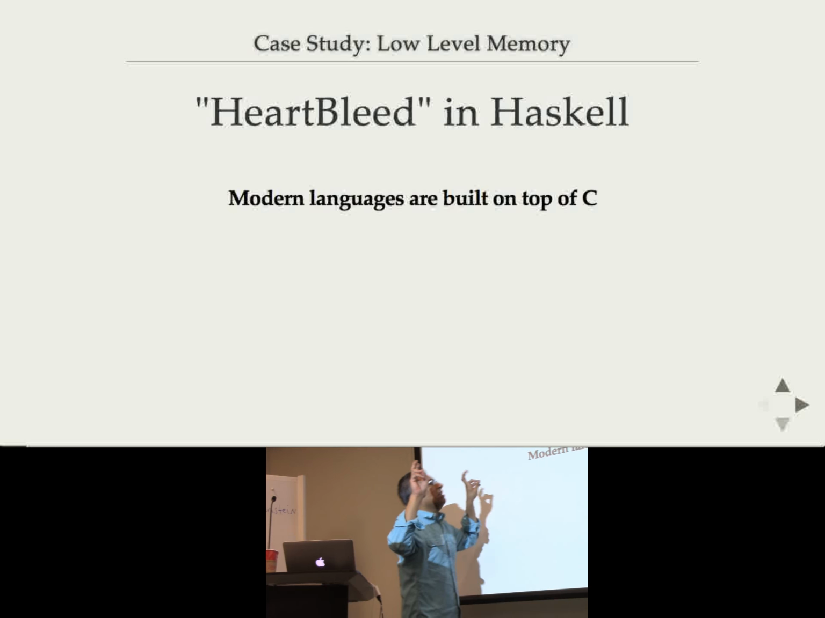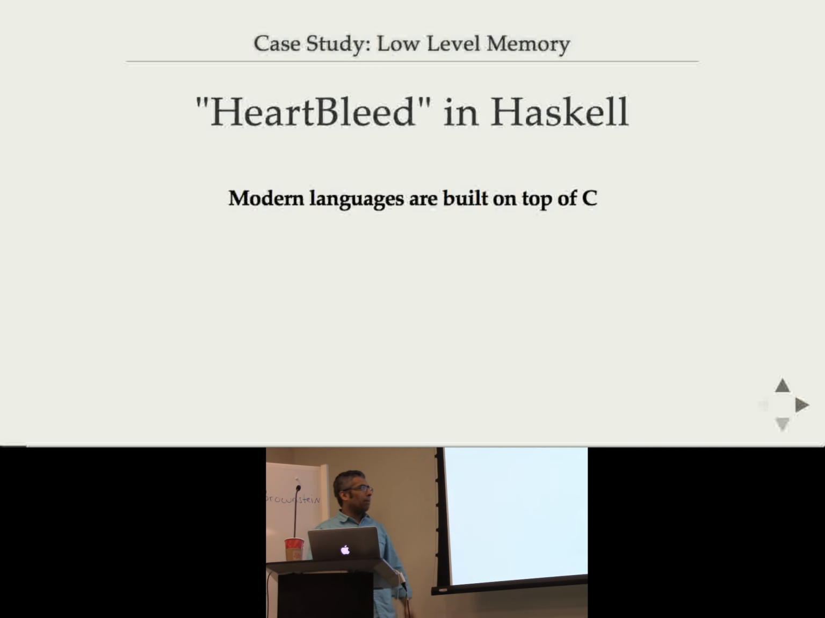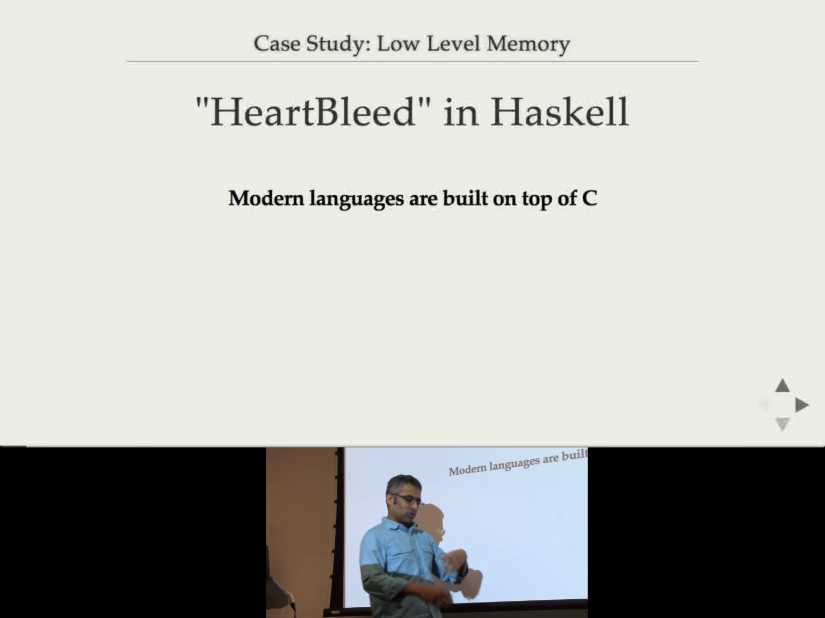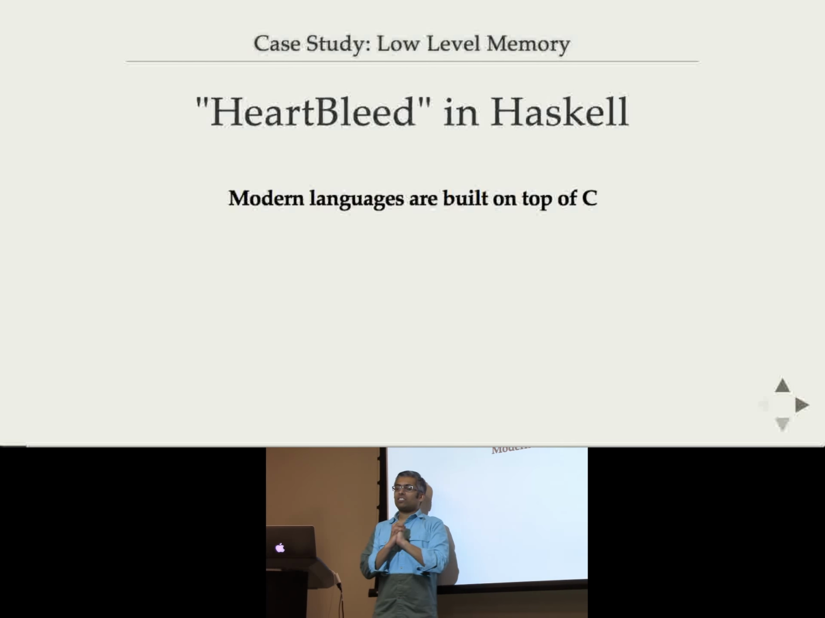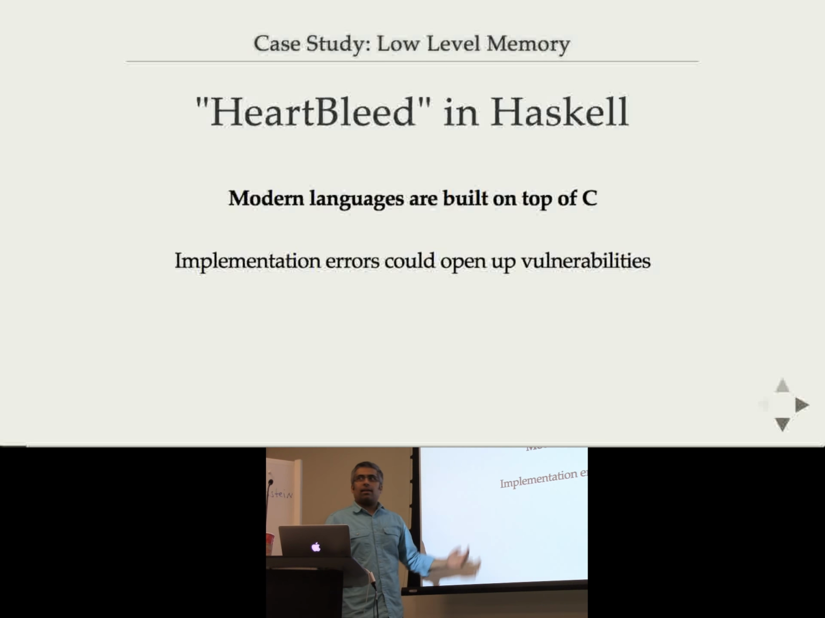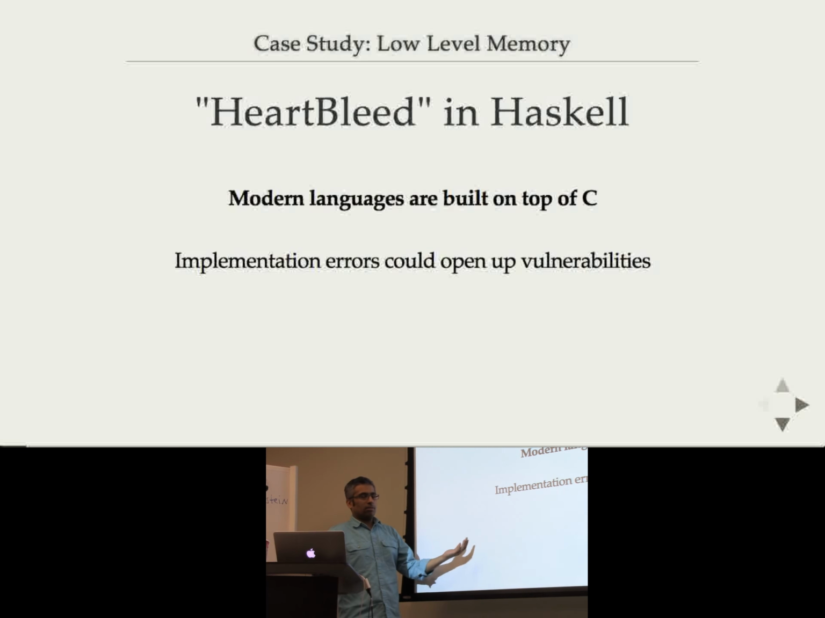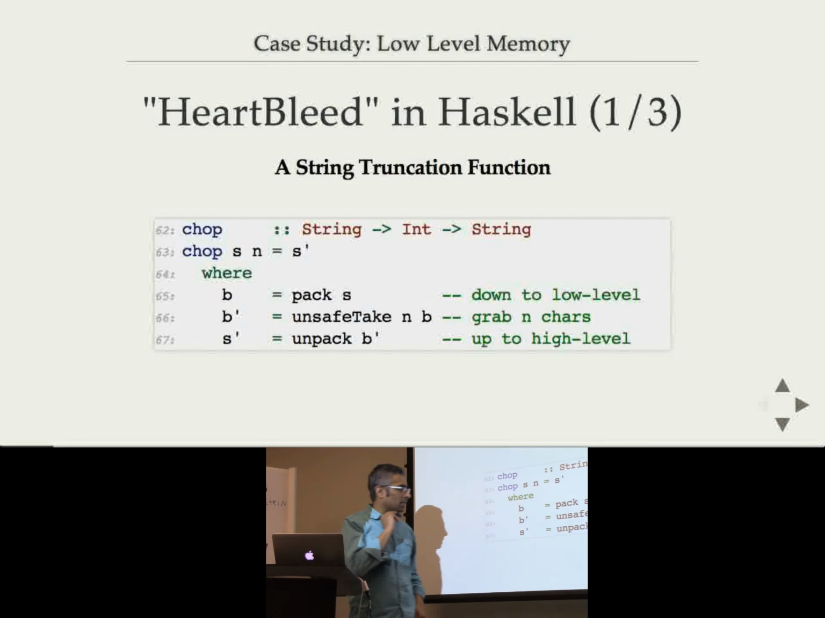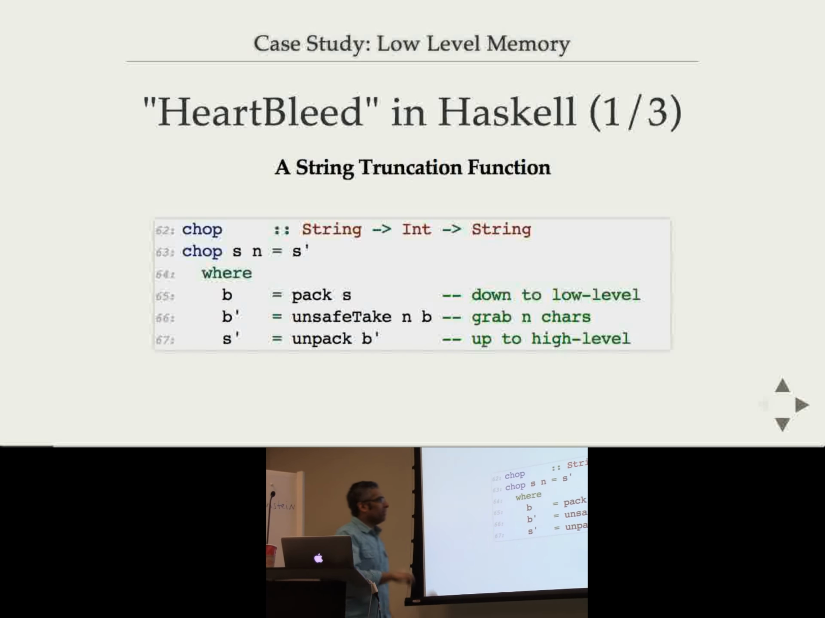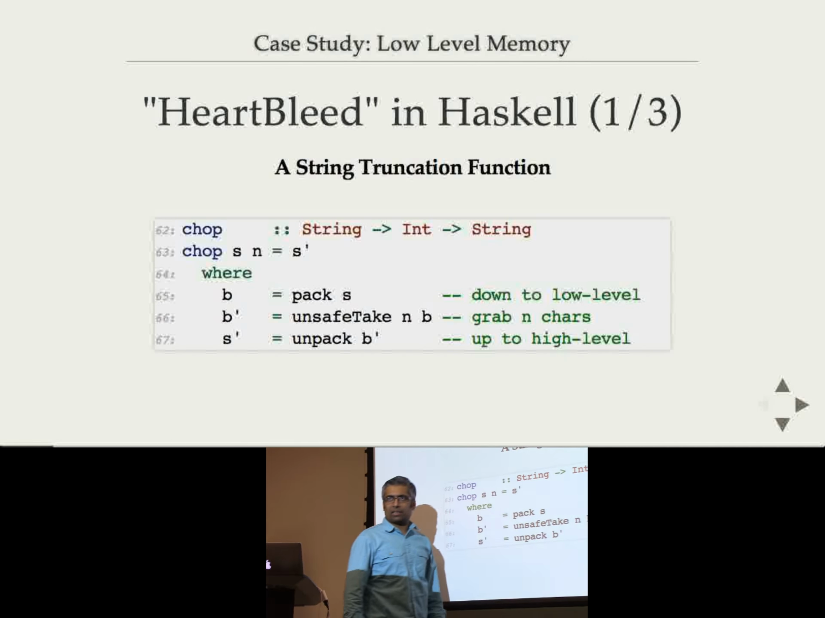So I'm going to say Heartbleed in quotes, just because it's not really Heartbleed, right? But it's in quotes. I heard somebody mention this, which is, fancy languages like Haskell, of course, rest upon the rock-steady foundations of C. And you could make little mistakes in how you use these foundations, and you could end up with little problems. So here is a string truncation function called chop. Very creatively takes a string and an int and gives you back a string. It's basically the same thing I showed you at the beginning, right?